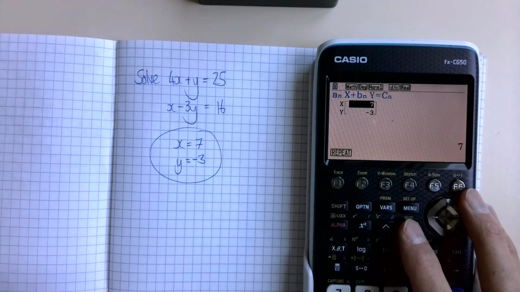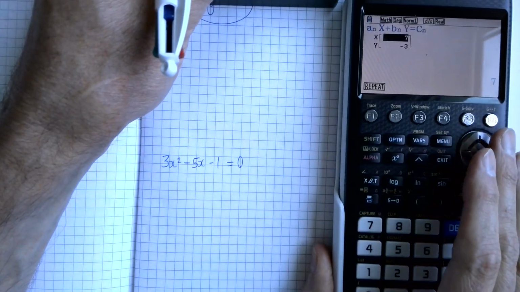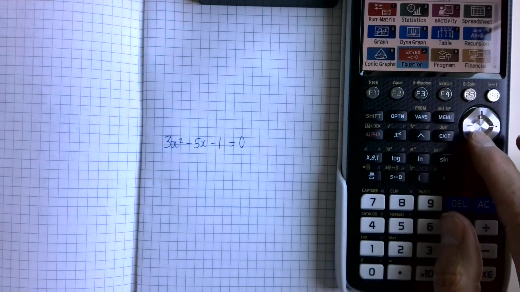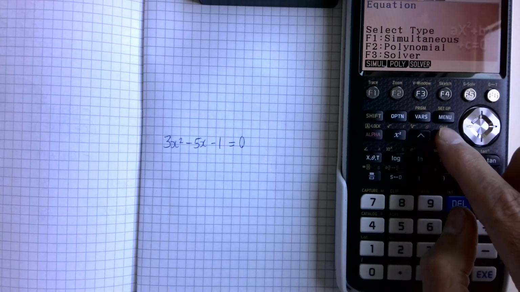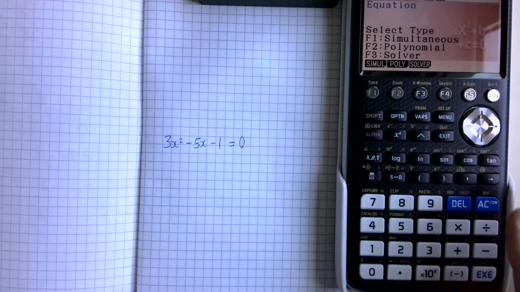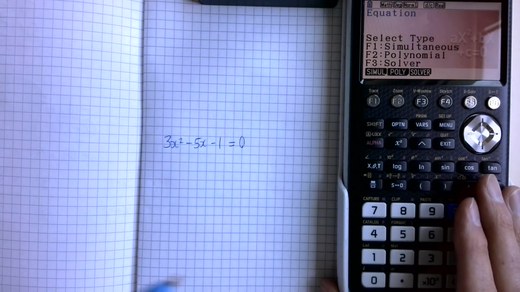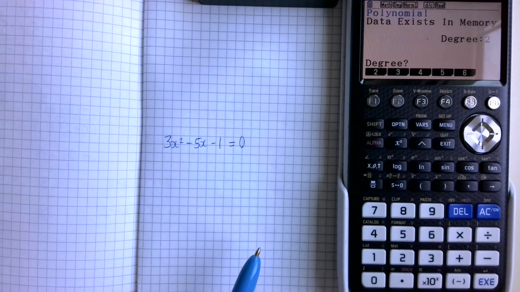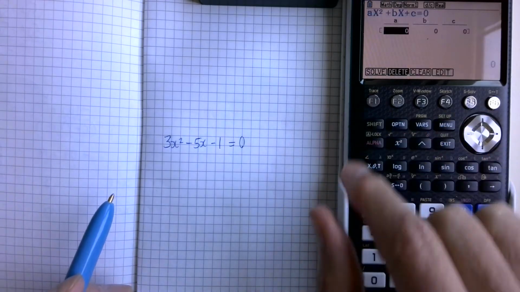Okay, let's go on and solve a quadratic equation then. So again, here's an example of a quadratic equation. So menu, equation, sorry, I need to come out of here, don't I? There we go. So menu, equation, and this time this is a quadratic, which is an example of a polynomial. So I'm going to use F2 for polynomial. Degree: what's the highest power of x? Well, I've got x squared, it's a quadratic, so 2.